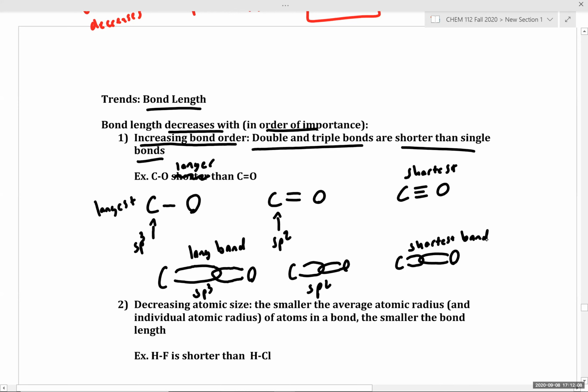Yes, carbon-oxygen triple bonds are often seen as intermediates, and it's also found commonly in carbon monoxide, for example.